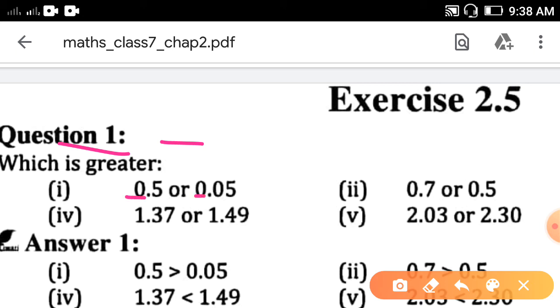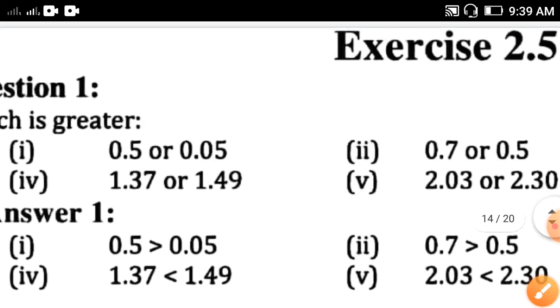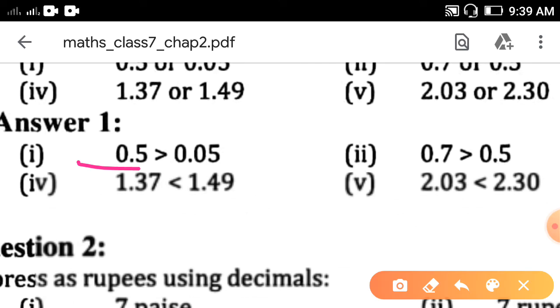Here 0, here also 0. Both are same. Then after both sides it is decimal points given. So move further. Go to the right side of the decimal point and start the comparison from the digit right after the point. Here it is a 5 and here it is a 0. You can see after the point 5 is there and here 0 is there. Which one is greater? 5 is greater than 0. It means 0.5 is greater than 0.05.